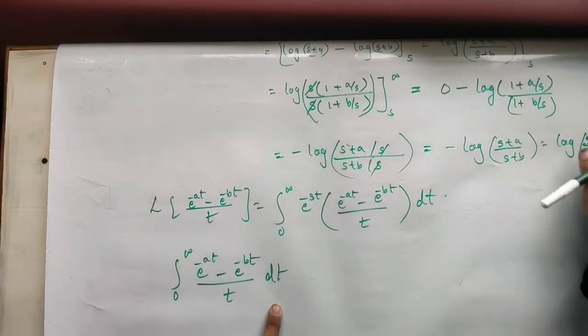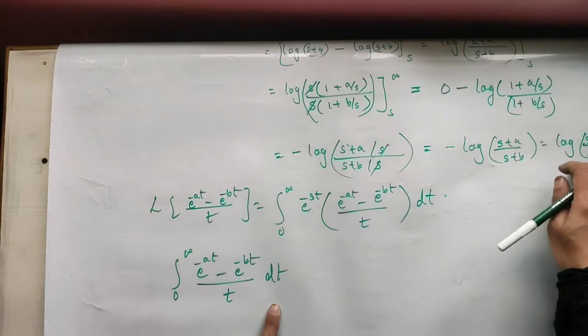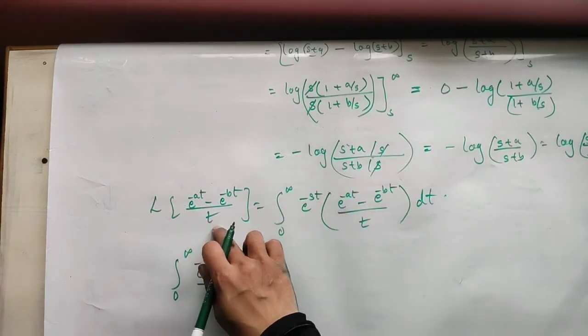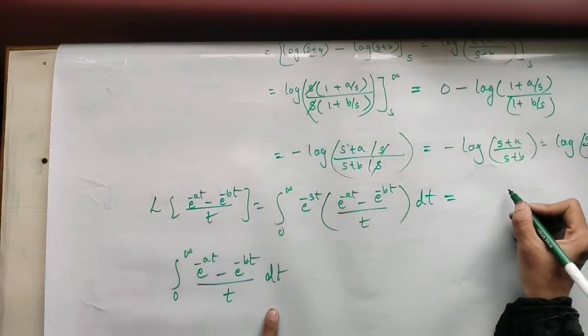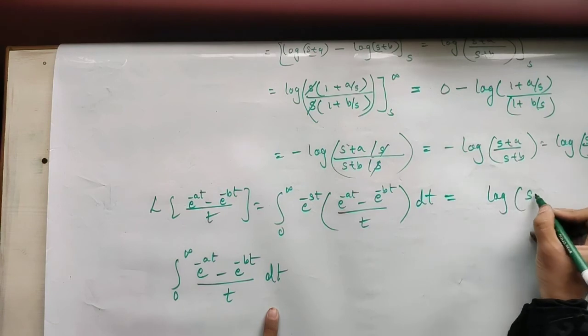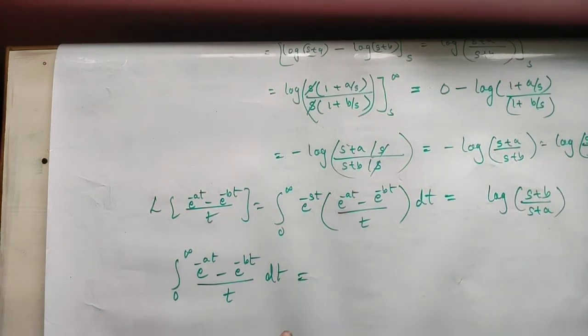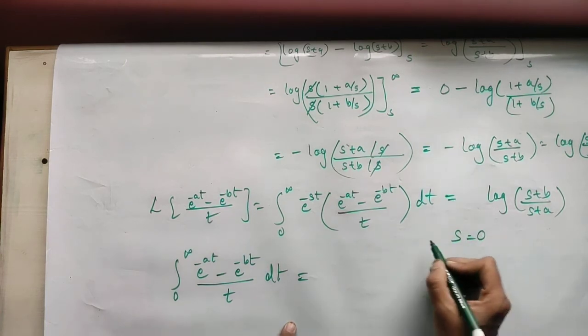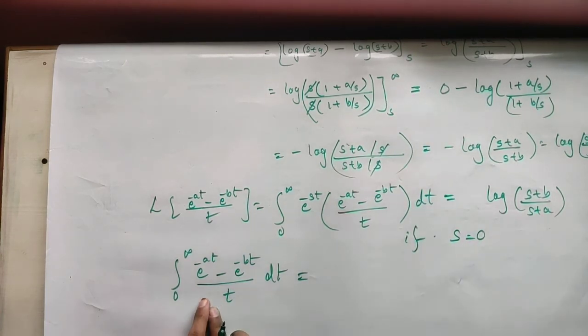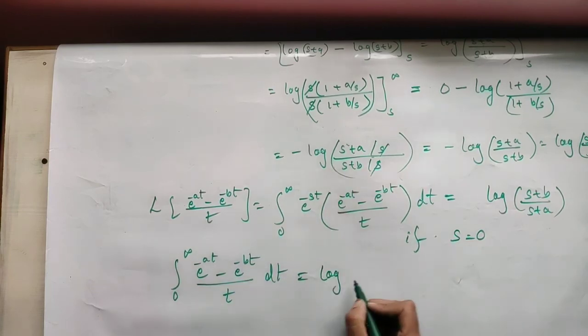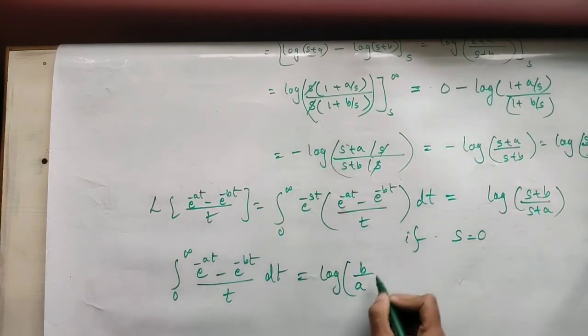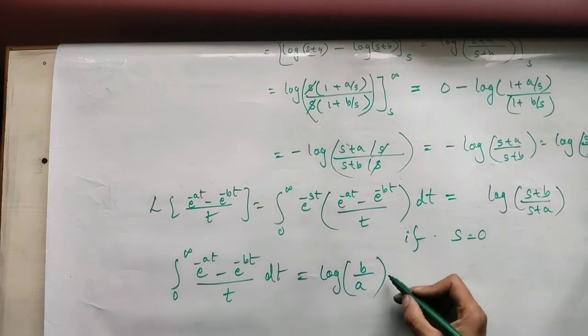Means if you just put s is equal to 0 in the solution of the Laplace transform of this, yes, you get your solution. Its value is log of s plus b divided by s plus a, right? So you put s is equal to 0 in this. If s is equal to 0, you will have this integral turning this way. So log of b divided by a you get. This is the complete solution for this problem.